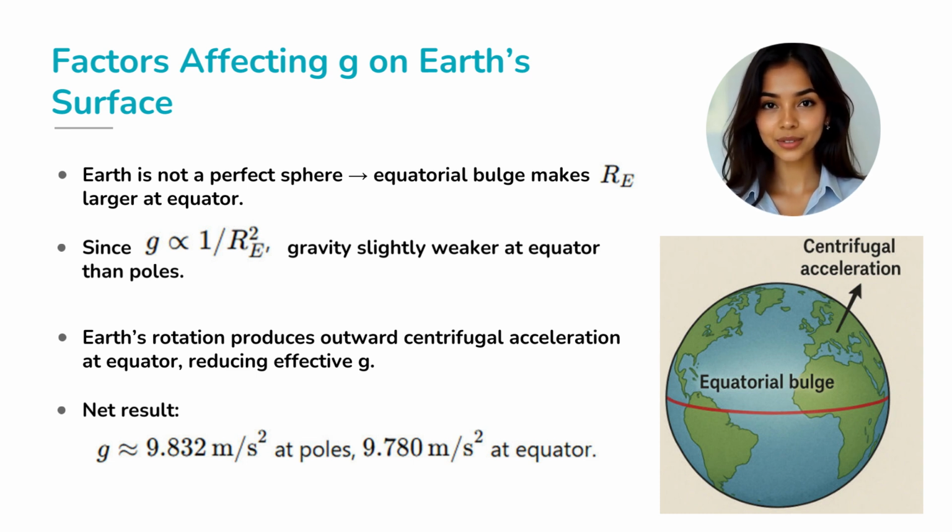So g is about 9.832 meters per second squared at the poles and about 9.780 meters per second squared at the equator. Tiny difference, but measurable. So technically, you weigh a little less in Chennai than in Delhi. Physics gives you a free diet plan.